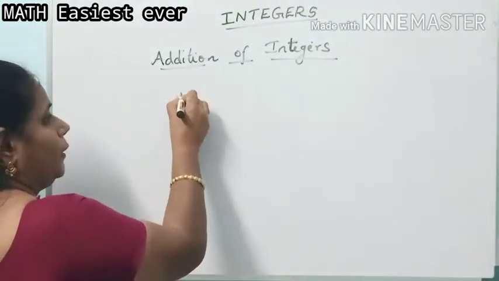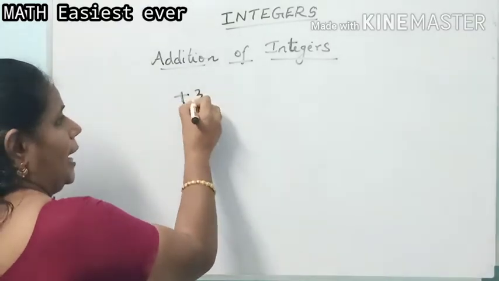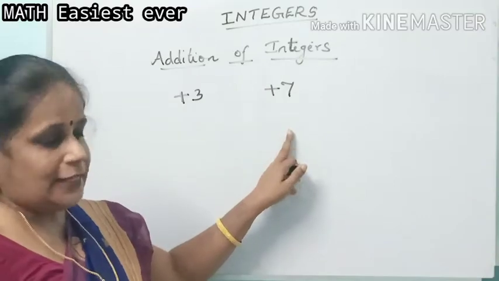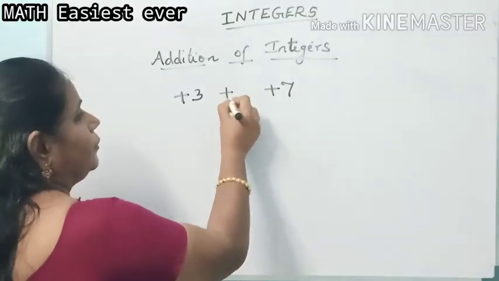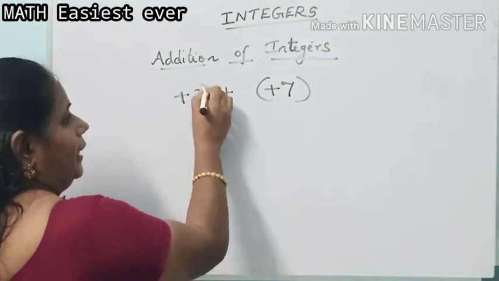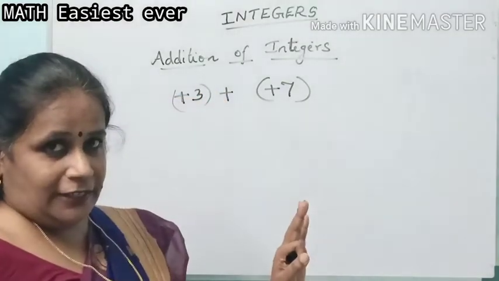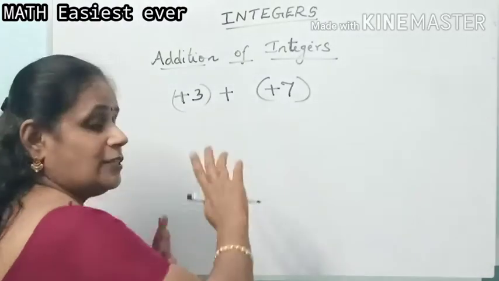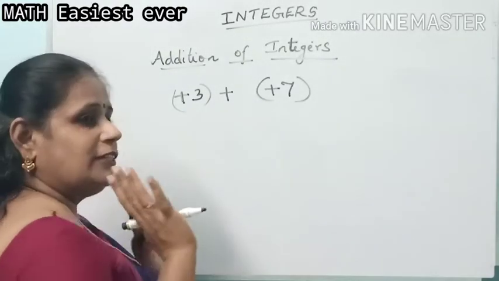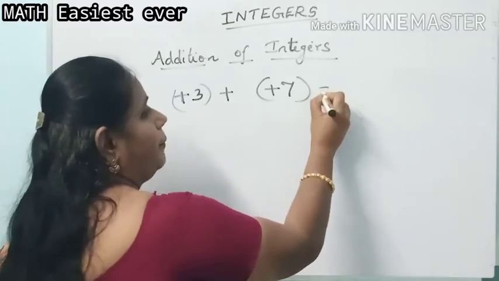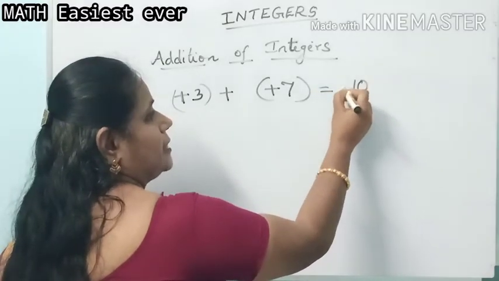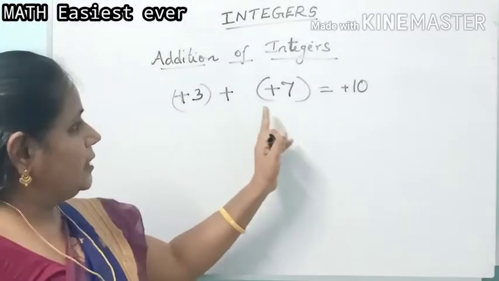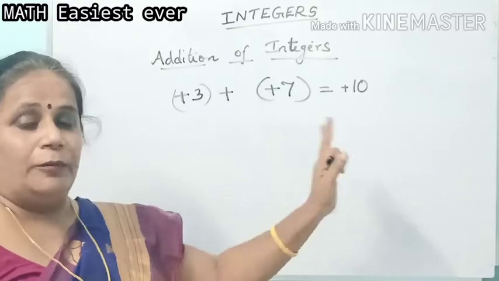Now I'll take two integers, plus 3 and plus 7. These two are positive integers. Now I am going to add the two integers plus 3 and plus 7. Both are positive integers. Addition of two integers of plus sign, you have to just add the integers and put the plus sign. 7 plus 3 is 10. So our answer is plus 10. Two integers of positive sign, add and put the plus sign.